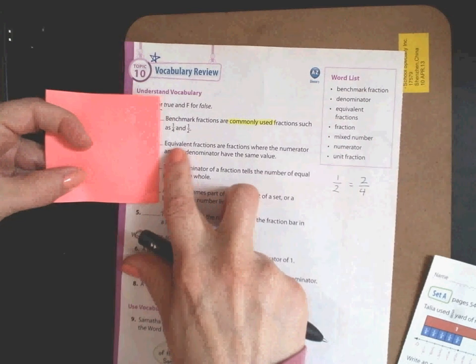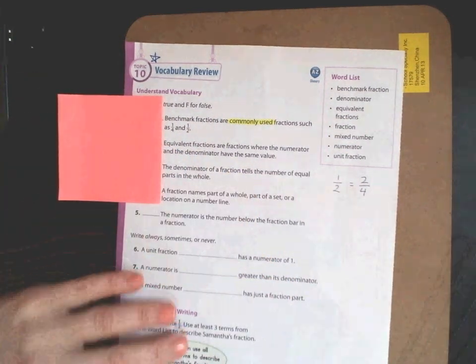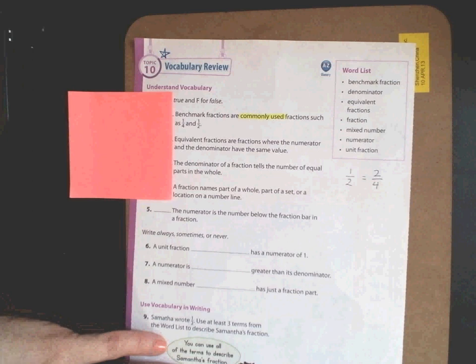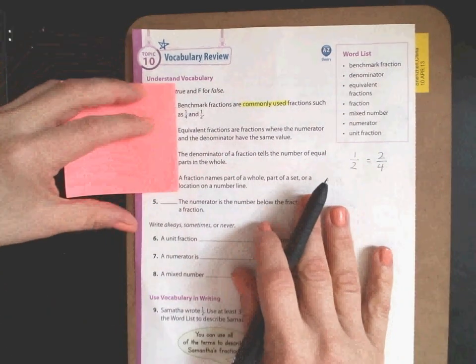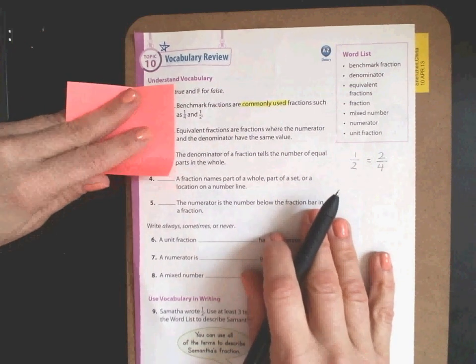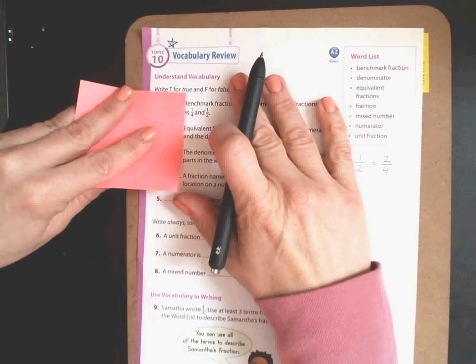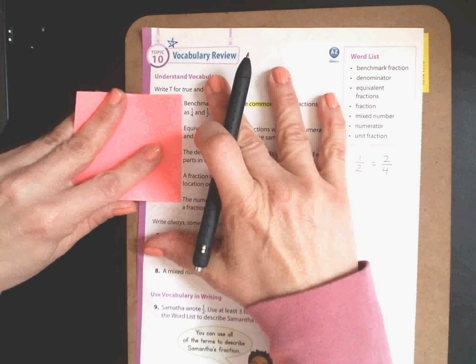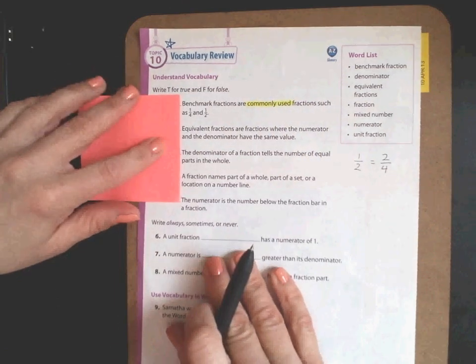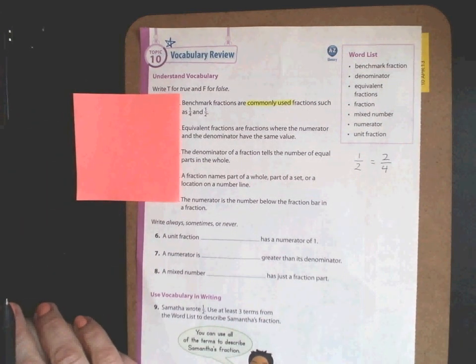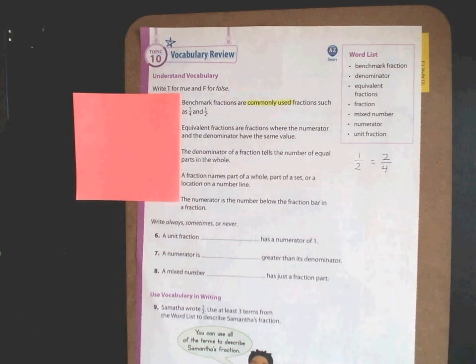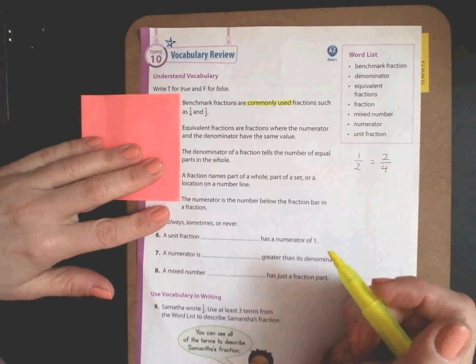All right, so let's go over this vocabulary review. I had already put an answer for number 1, so I just wanted to cover that up. So for numbers 1 through 5, you need to put a T if it's true and an F if it's false. So if you think the statement is true, you'll put a T, and if you think the statement is false, you'll put an F. So I want you to pause the video, try numbers 1 through 5, and then when you have your answers, I want you to press play and check your work.